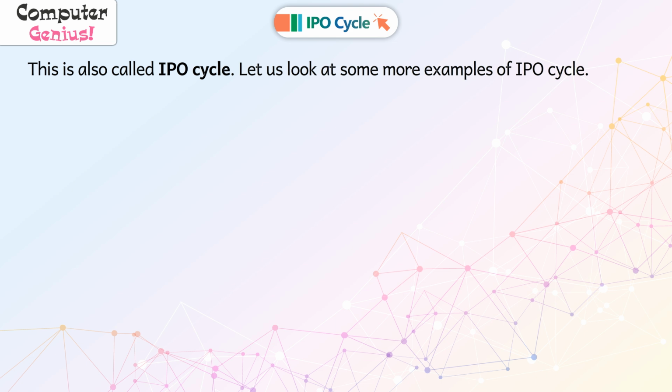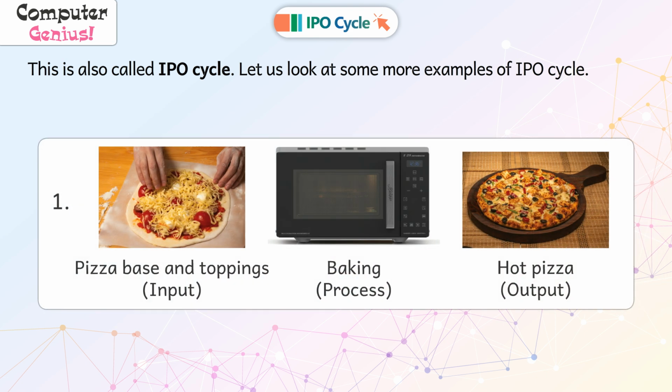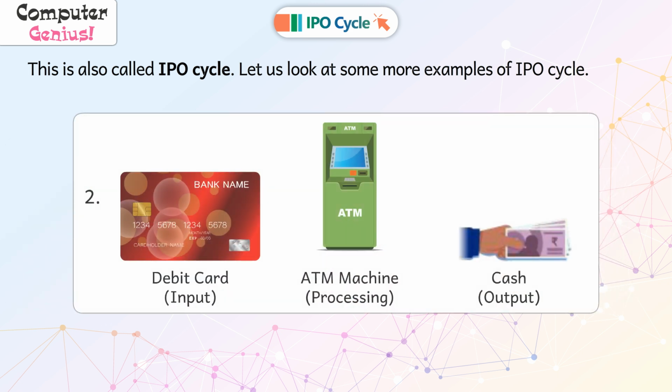Let us look at some more examples of IPO cycle. 1. Pizza base and toppings. Input. Baking. Process. Hot pizza. Output. 2. Debit card. Input. ATM machine. Processing. Cash. Output.